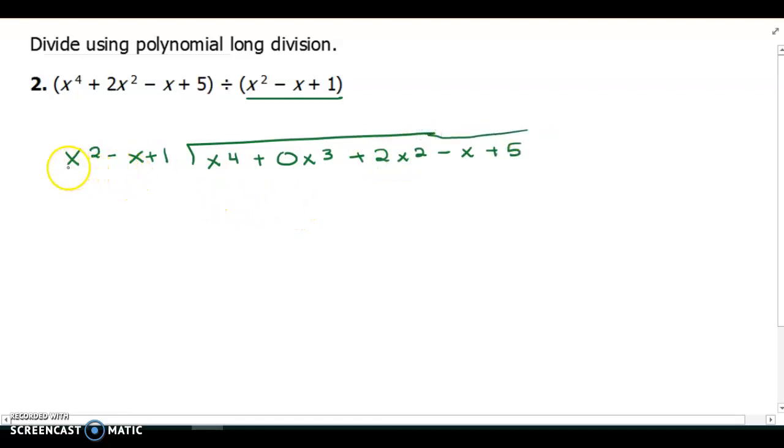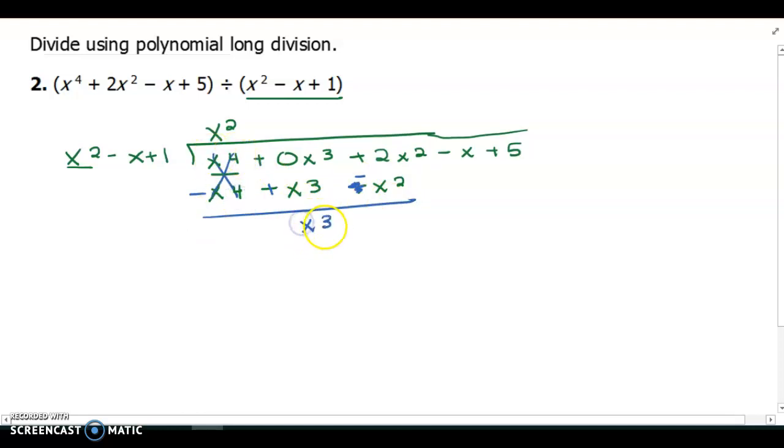Okay, so what do I multiply x squared by to get x to the 4th? That's just x squared. So when I take x squared and multiply it by this entire trinomial, I get x to the 4th minus x cubed plus x squared. Okay, now I go and I subtract them, so minus, plus, and a minus. Those go away. I'm left with x cubed plus x squared minus x.